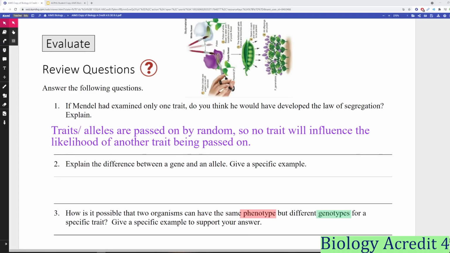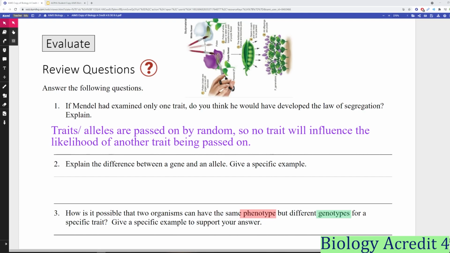And finally, let's summarize what we covered with this very last section. So remember, Mendel, using his pea plants, was able to determine that the traits that are inherited, or the alleles, do not influence each other.